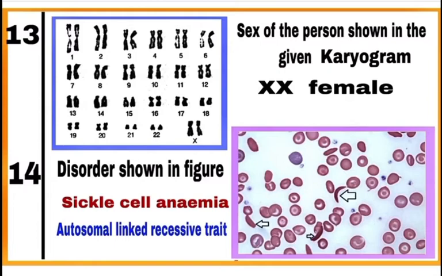Now come to 14th picture. It is showing the disease sickle cell anemia, where the shape of RBC changed to sickle shape instead of biconcave disc shape. It is an autosomal linked recessive trait.